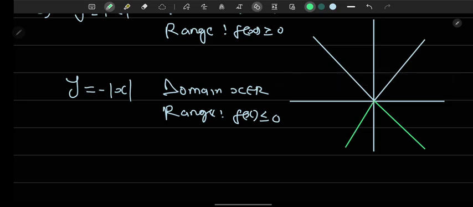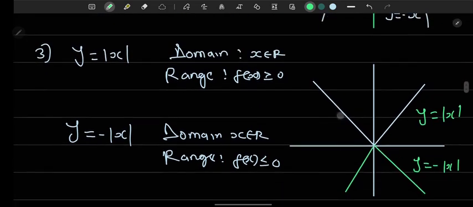Okay, and this is for y equals minus absolute value of x, and this is y equals absolute value of x. All right, now the next function, that's square root of x.